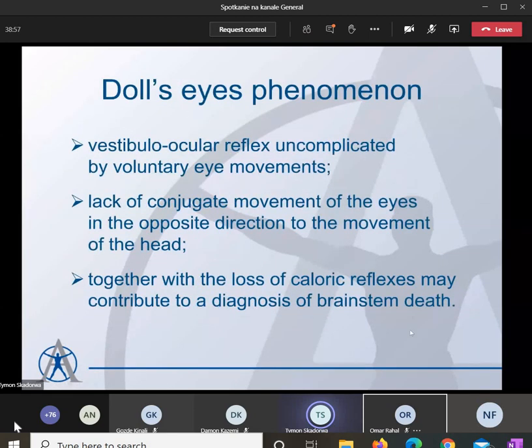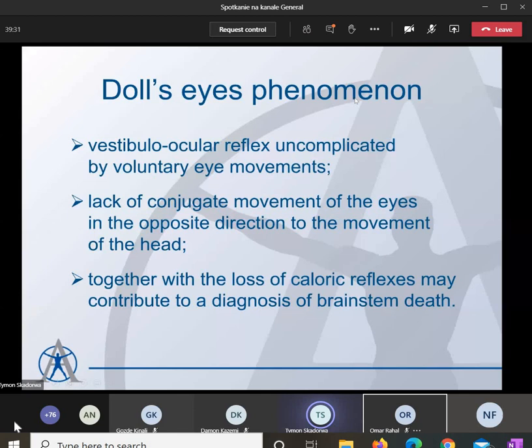Okay, there is one more element of this pathway. It's the doll's eyes phenomenon. I said to you that the vestibular pathway is related to conjugate movement of eyes, and actually the vestibulo-ocular reflex, uncomplicated by the voluntary eye movements, is the topic in here, because the lack of conjugate movements of the eyeballs in the opposite direction to the movement of the head is called the doll's eyes phenomenon.